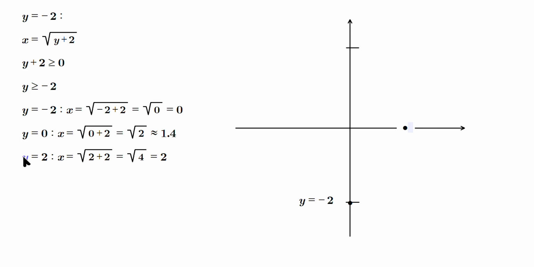And then when y is equal to 2, you would have the root of 2 plus 2 again, which is 2, once you take the root of 4. So you're going to have the following point. So y equals 2 goes in, x equals 2 comes out. So if this is y equals 2, then 2 comes out about over here, let's say. So now let's connect these.